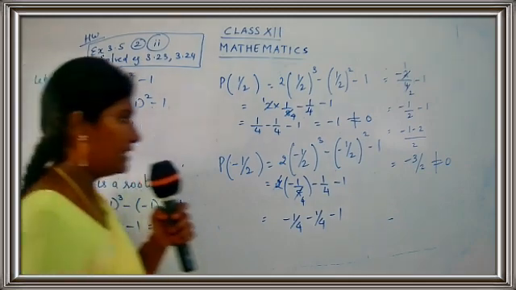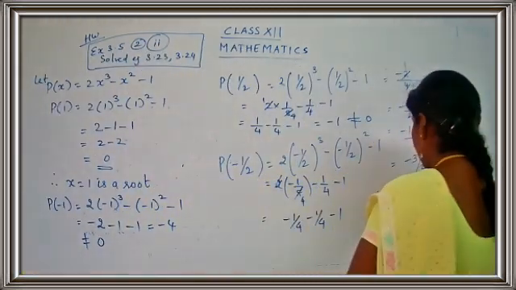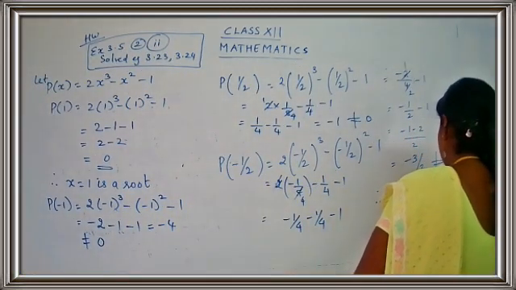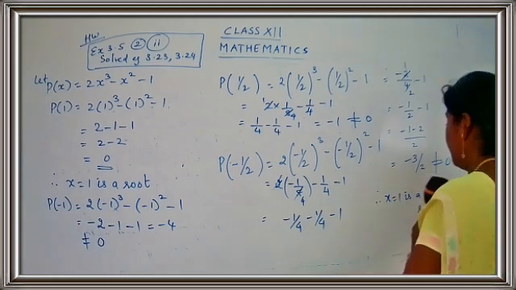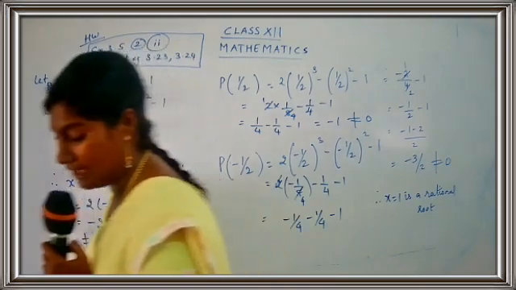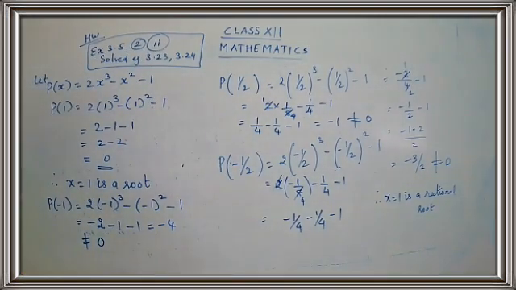So you have to say the final answer. Therefore, x is equal to 1 is a rational root. Mention the answer, children. Therefore, x is equal to 1 is a rational root. So we have found the answer using a rational root theorem. Clear?